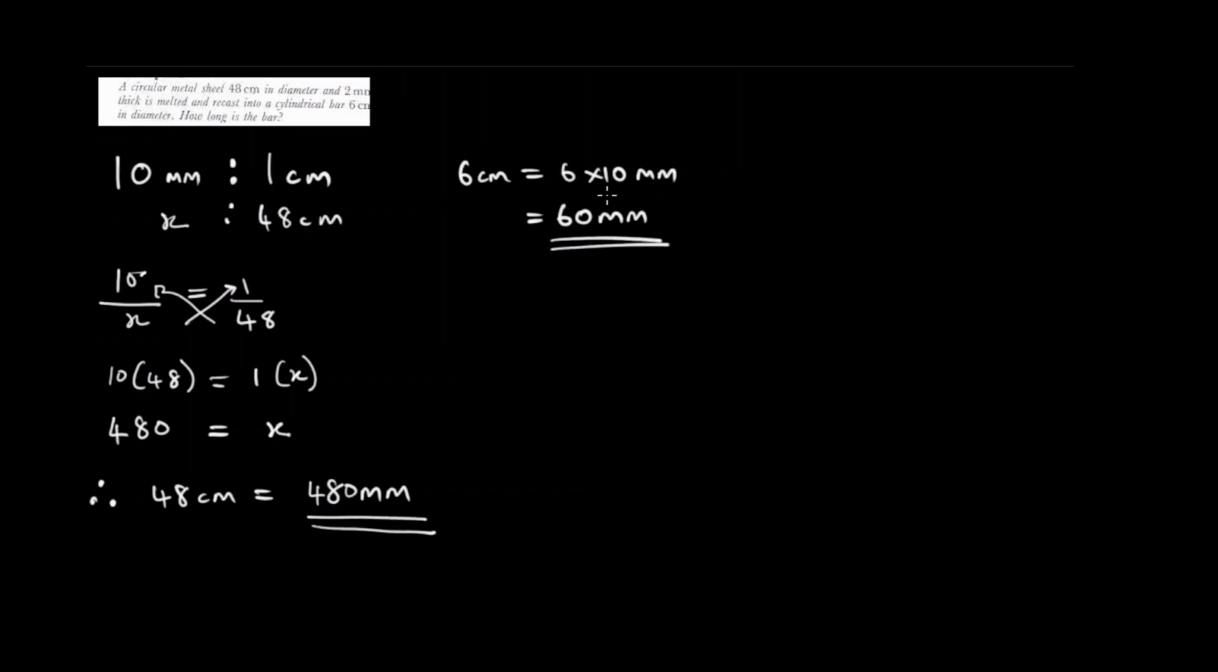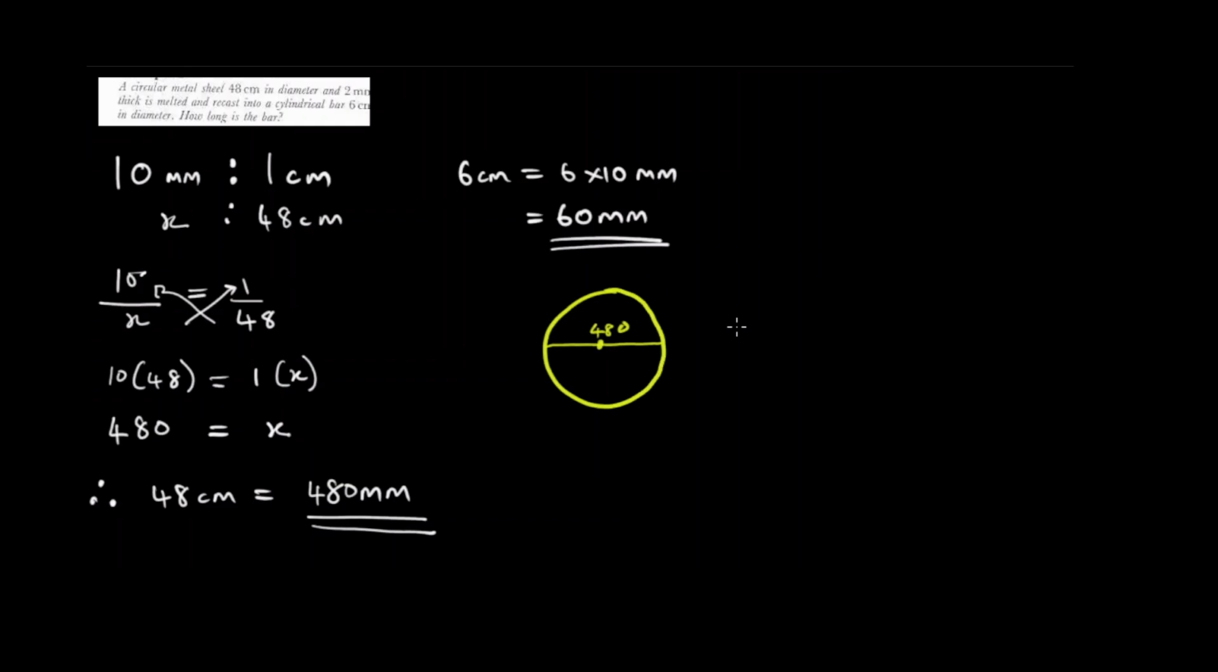A circular metal disc. So we want to draw, which we should do. So this is the circular metal sheet, 48 centimeters in diameter. It actually has to be a circle, not an ellipse. It's circular, like this. But also it's 48 centimeters in diameter. The diameter is a line passing through the center from one side to the other side. So this diameter is where we write 480 millimeters.